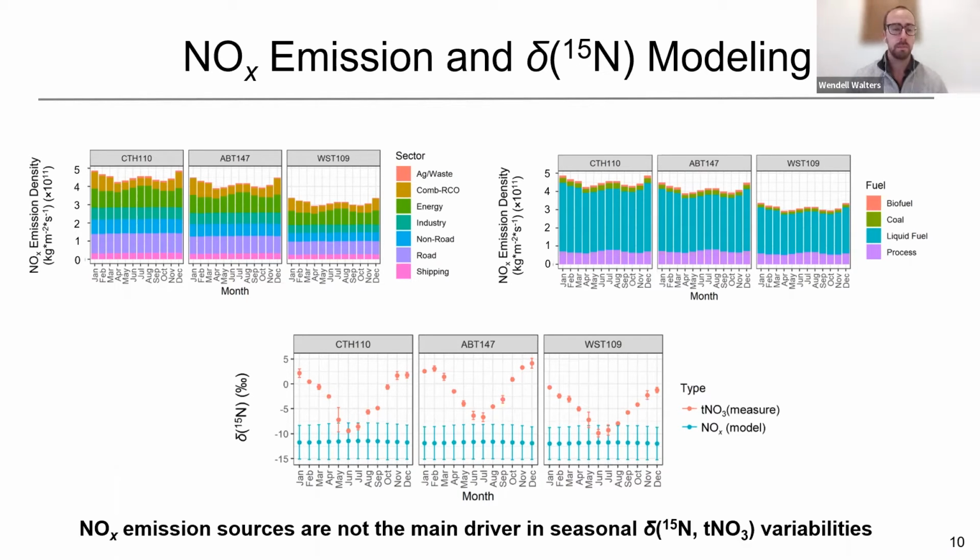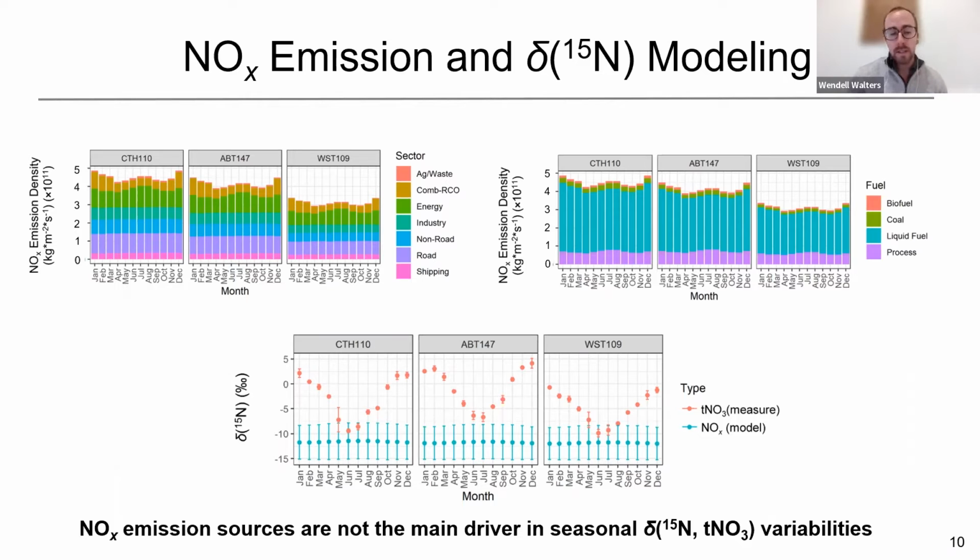And then utilizing the NOx emission data, we model the delta 15N values of our NOx sources, which is shown in blue. And we compared the modeled expectations with the monthly average delta 15N of the atmospheric nitrate, which is shown in red. So overall, we find that there is a significant, large mismatch between the predicted and measured delta 15N values, as well as in the seasonality between these two components.